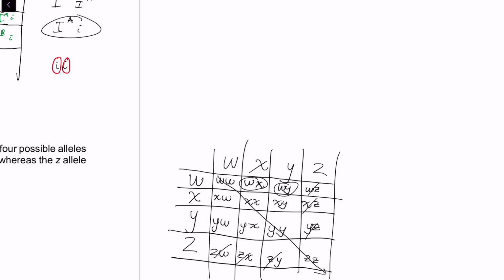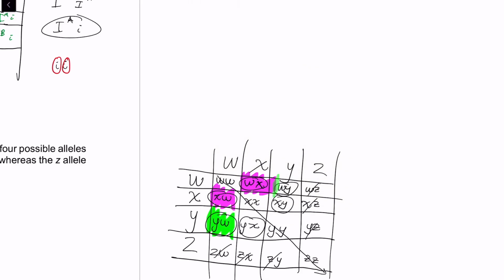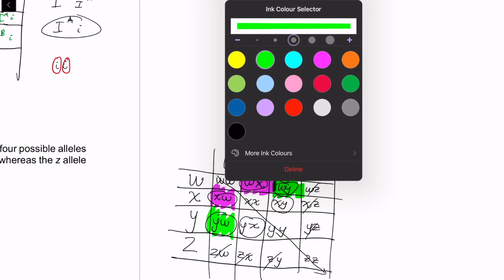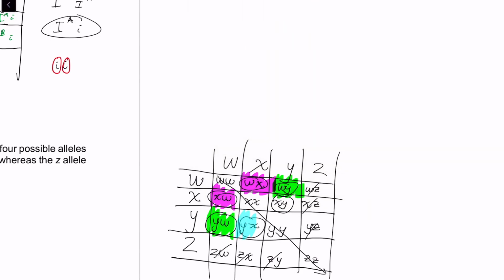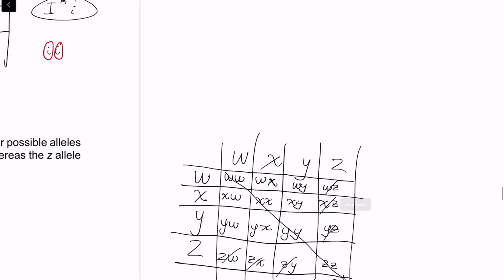Same as WY, those are two WYs, and then YX are those there. Now I'm just making sure I've ticked everything. Oh, I forgot an XW there. So it seems like every single one, if I just color this in with a different color, we have three extra codominant phenotypes where these are all codominant: X, Y, W, X, and Y.